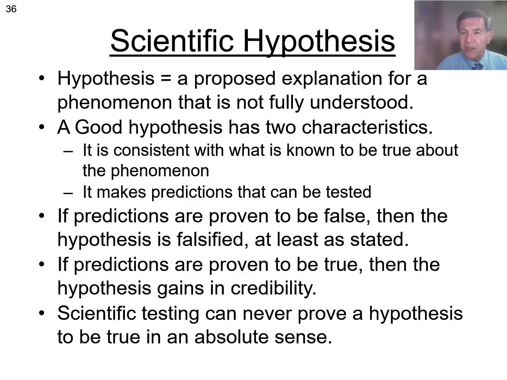It should be noticed that scientific testing can never prove a hypothesis to be true in an absolute sense. If multiple predictions of a hypothesis are proven to be true, then the hypothesis may gain credibility to the point where scientists believe the hypothesis is true beyond a reasonable doubt. But scientists should always be able to revise their concepts when better ideas or newer evidence becomes available.